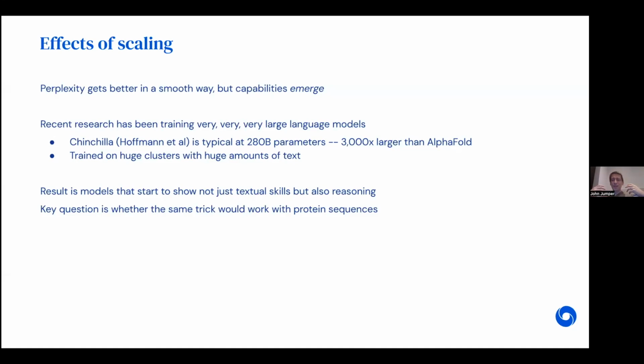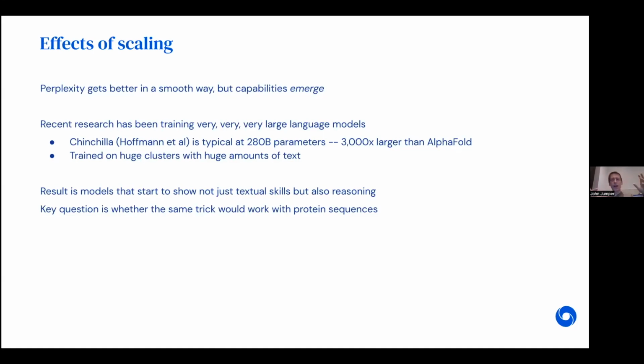And so people have taken this to very, very large models. AlphaFold has quite a few parameters, but a not untypical language modeling size, like Chinchilla or Gopher, is 280 billion parameters. You cannot even stick the model on a GPU. AlphaFold's about 20 million parameters, so it's something like 3,000 to 10,000 times larger than AlphaFold.